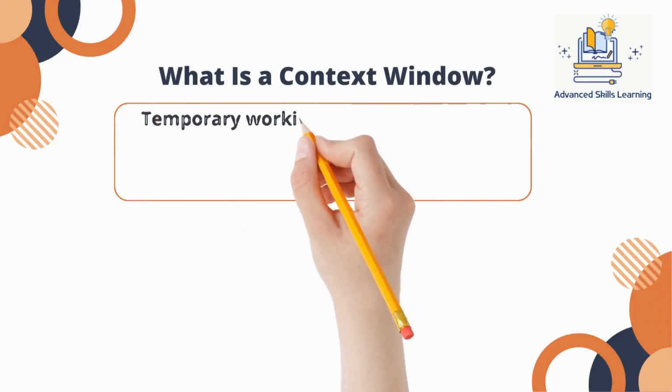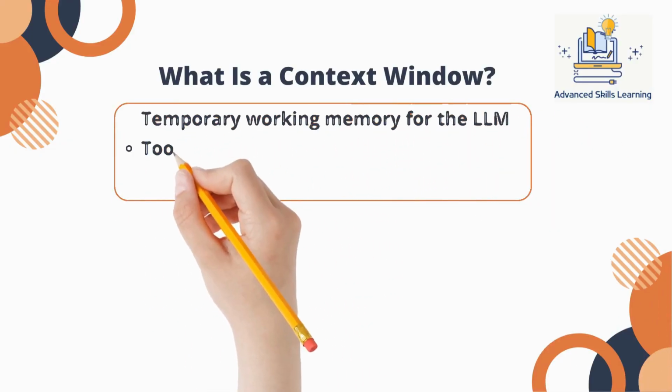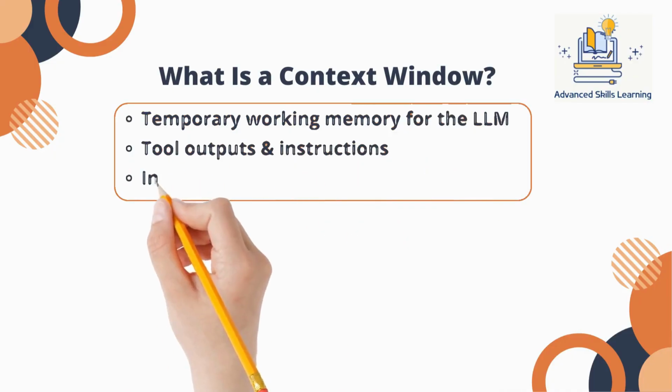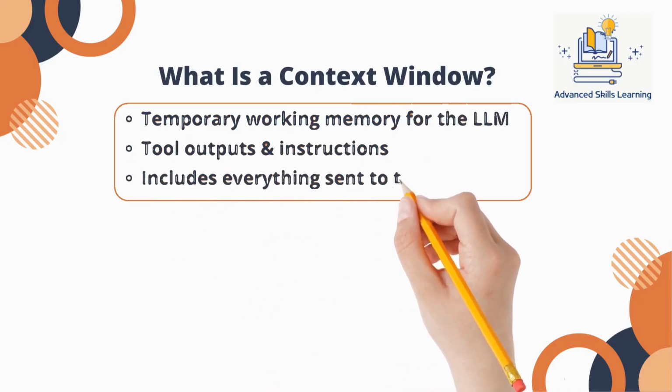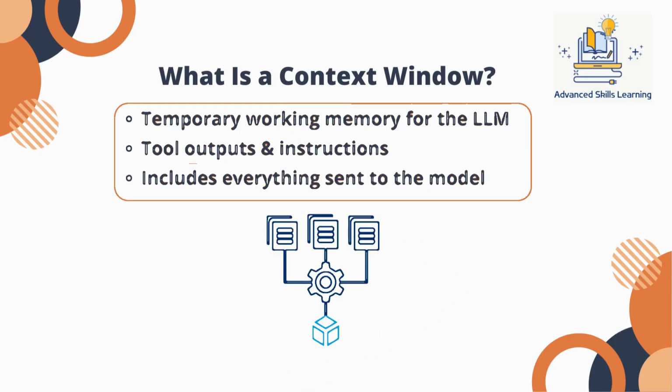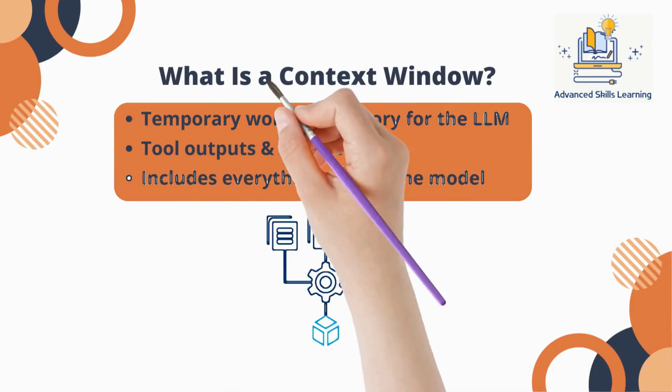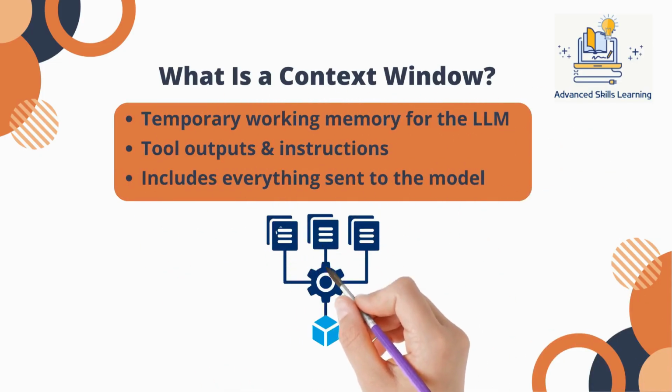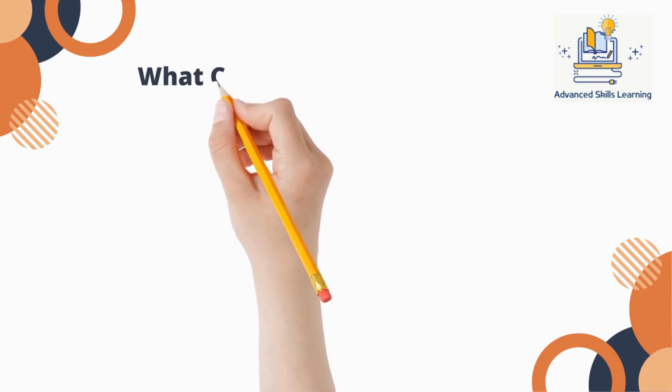A context window is the model's short-term working memory for a single request. It represents everything the model can see at once when generating an answer. This includes system instructions, user prompts, conversation history, retrieved documents from RAG, and even tool outputs or intermediate reasoning steps.